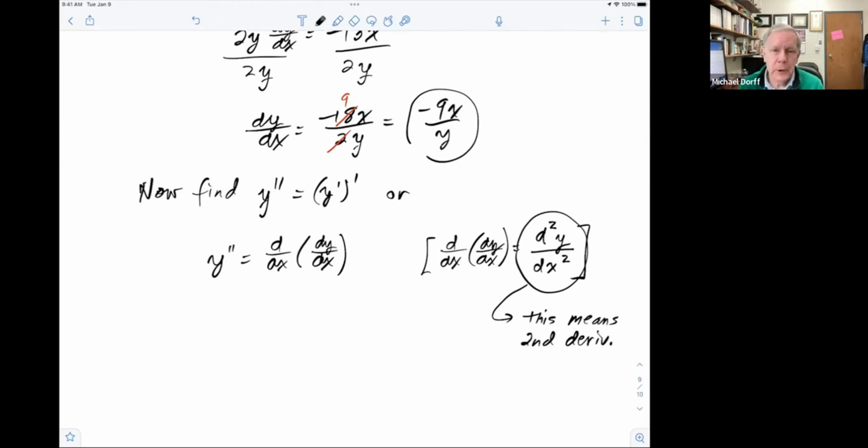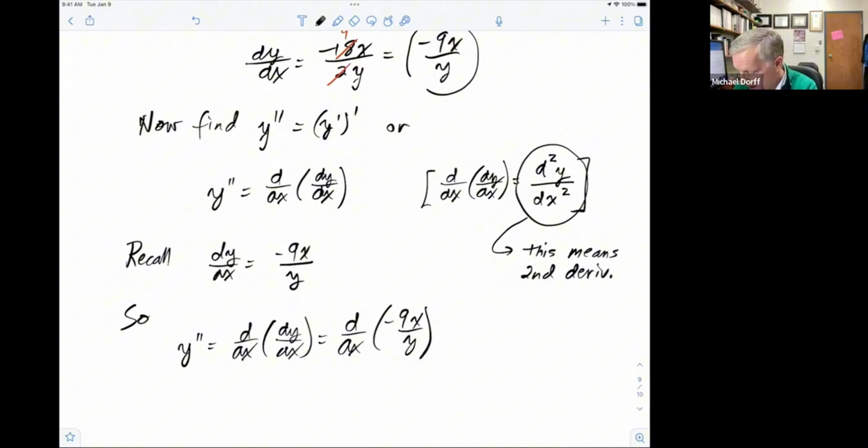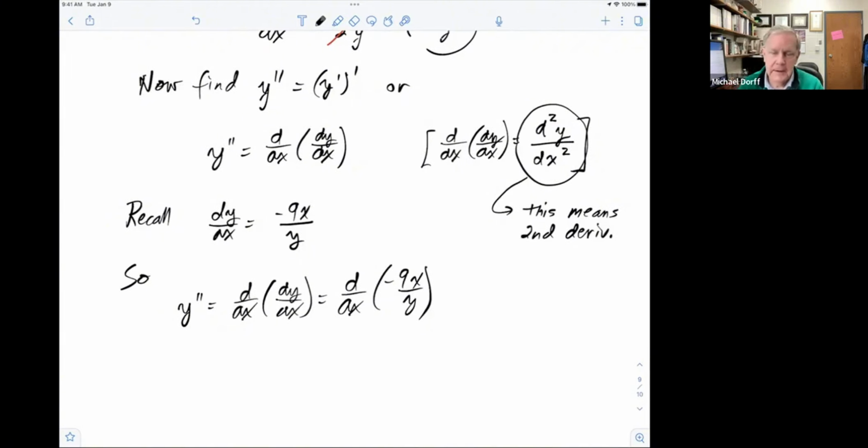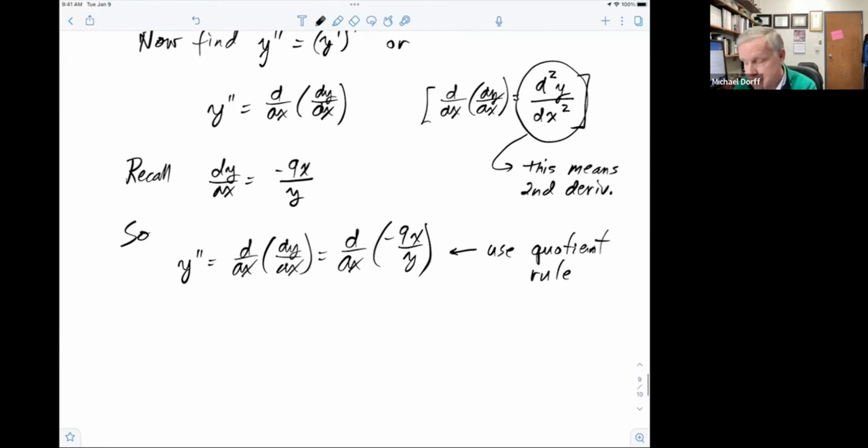All right. We're going to take the derivative of the first derivative. Recall the first derivative was negative 9x over y. So the second derivative is going to equal d/dx of dy/dx, which means I'm going to do d/dx of negative 9x over y. How do I take the derivative of negative 9x over y? Well, I have to use the quotient rule because it's a fraction, or actually a rational expression, but it looks like a fraction.